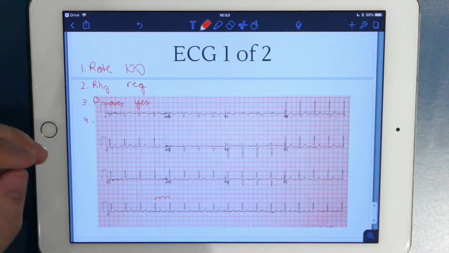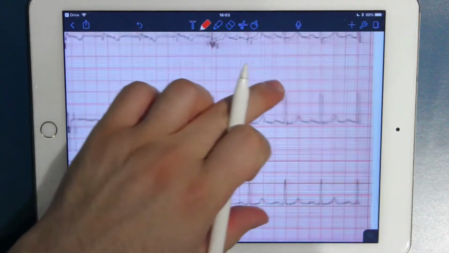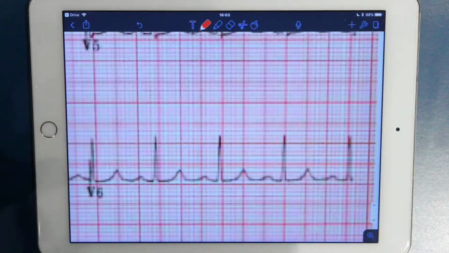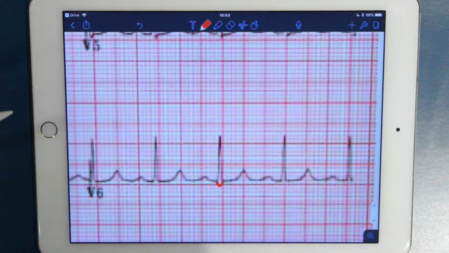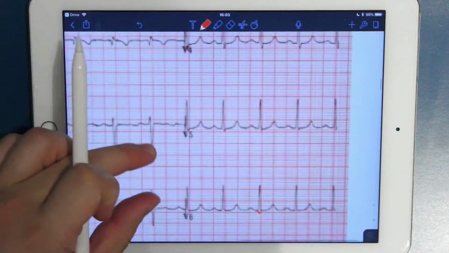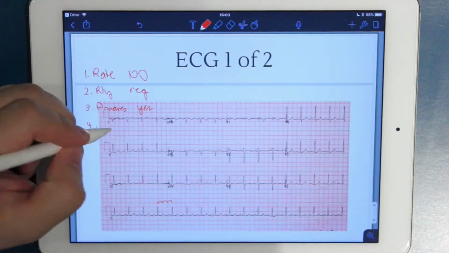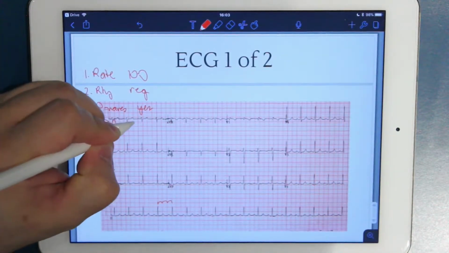Next thing we're going to look at is QRS complexes. Let's take a different lead. We want to know if they're narrow or wide. We look here and we can see about 1.5 boxes, so that is below 3 boxes or 120 milliseconds. So we'll call that narrow.